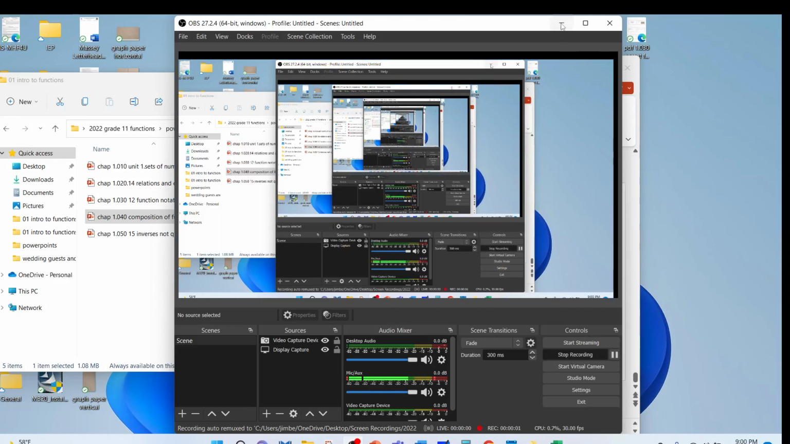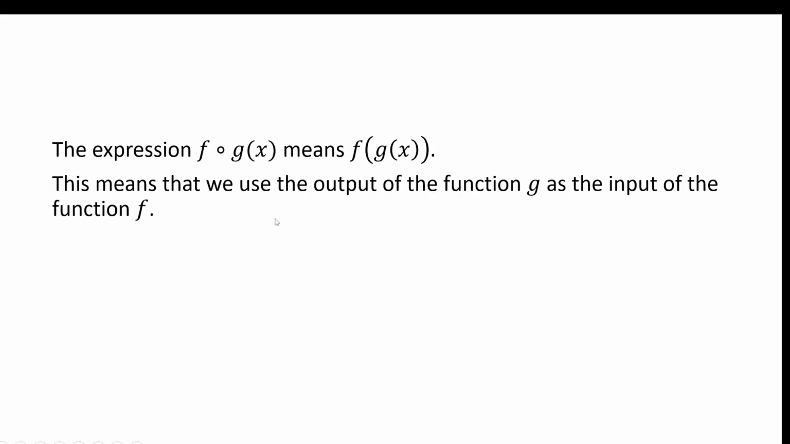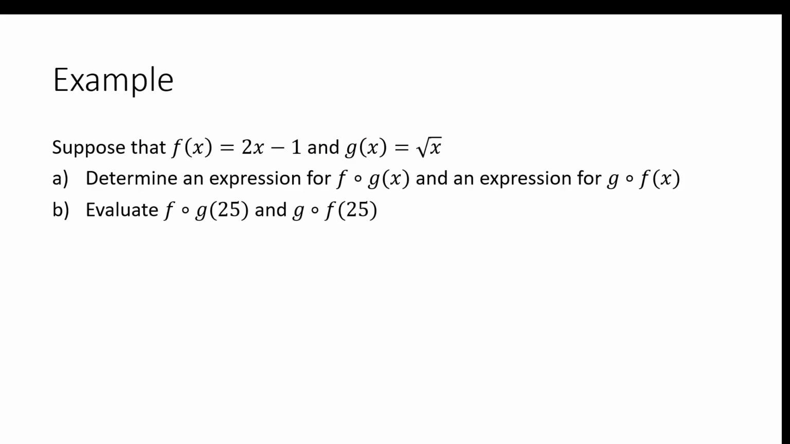In this video, we're going to talk about composition of functions. The expression that you see here, written like this, is read f of g of x and literally means f of g of x. It means that we use the output of the function g as the input of the function f. So for instance, suppose that we have f of x equals 2x minus 1 and g of x equals the square root of x.